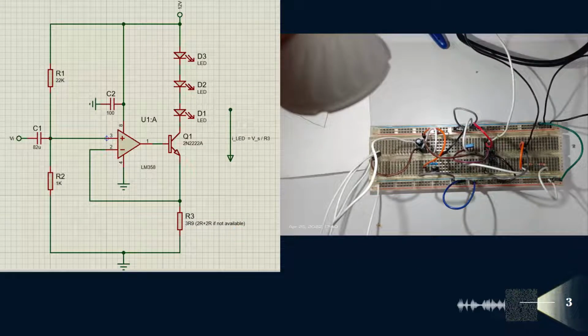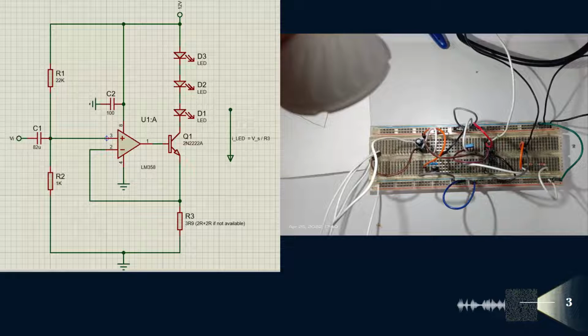resistor 22K, resistor 1K, 3R9 or resistor 2K connected in parallel, 2 pieces, and then a capacitor 82 microfarad, a capacitor 100 nanofarad, and a transistor 2N2222A.